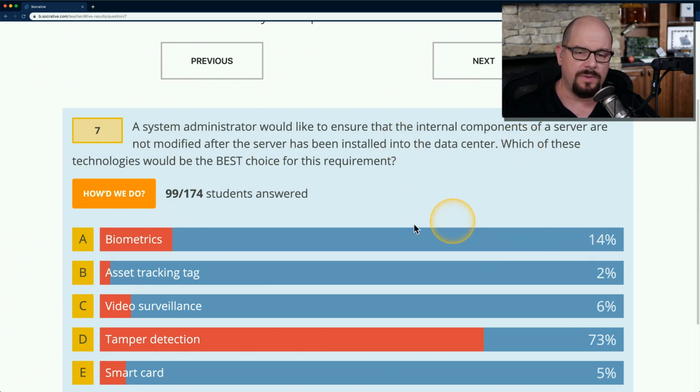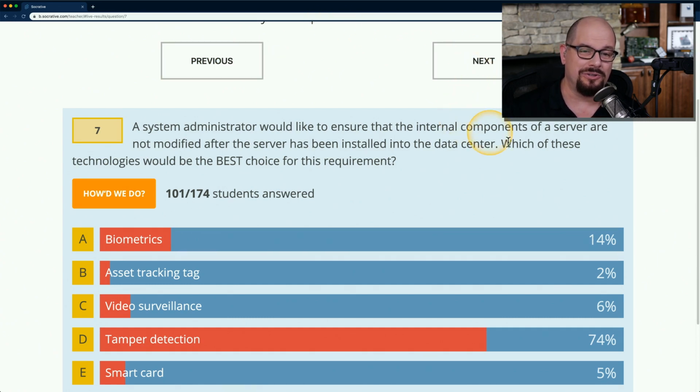So the second most popular response was biometrics. 14% said biometrics. Biometrics, of course, is a way to authenticate based on who you happen to be, based on a fingerprint, an iris, your voice, your face, a handprint, something that is you. Biometrics in and of itself is a very useful authentication factor, but it doesn't do anything about informing us that somebody's been inside of our server. That doesn't help to know any of this.